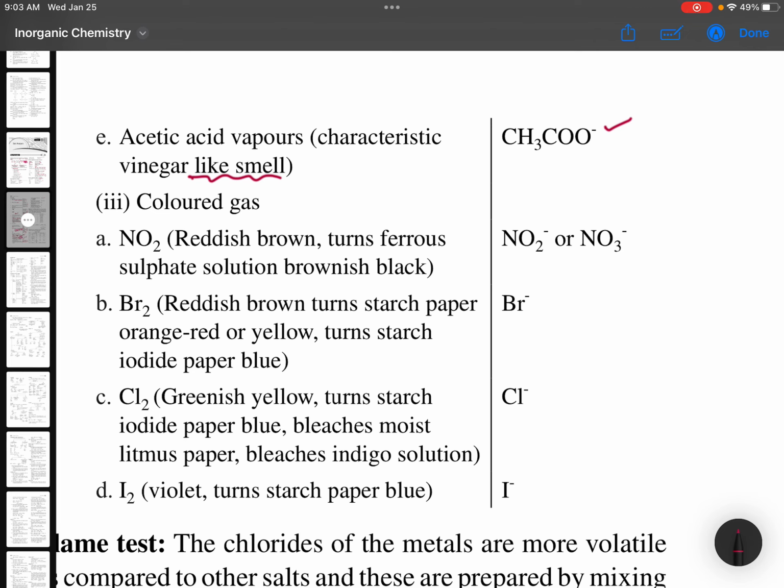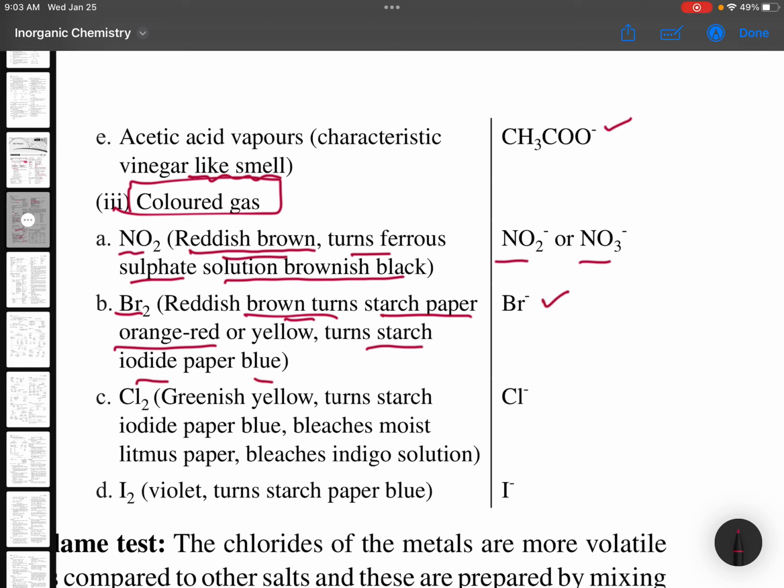Colorless gas. If NO2 gas is coming, that may be from nitrite and nitrate. It is a reddish brown gas that turns ferrous sulfate solution black. This is not colorless, it is a colored gas. Colored gases: Br2 is reddish brown. See here, this is also reddish brown, and this is also reddish brown. But the difference is it turns starch paper orange, red, or yellow, and turns starch iodide paper blue.